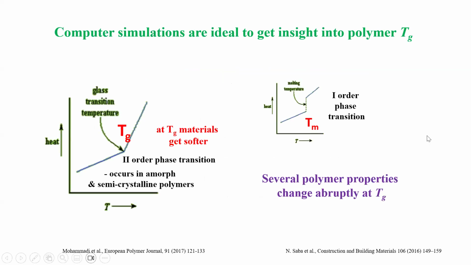Okay, so several polymer properties change very much at this glass transition temperature, and also that they become softer and moldable is one of these.